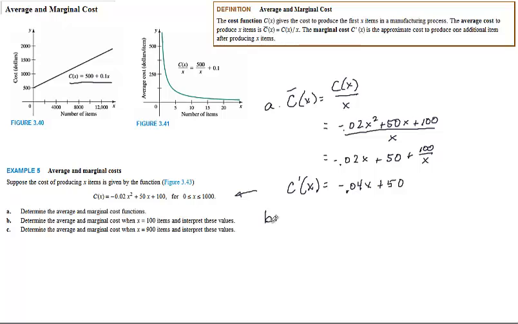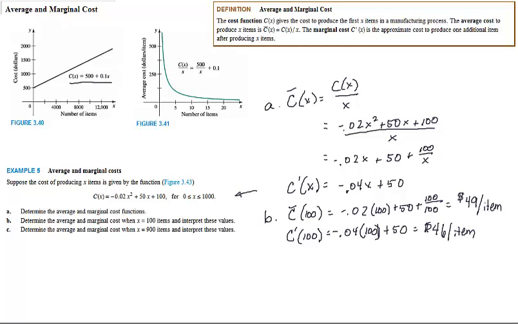The B part wants to know the average, okay, and tell what these values mean. Average cost at 100, just plug in 100 for x, and then crunch those numbers. So I'll write down what it is, and then we'll crunch. When you crunch these numbers, you'll find that the average cost of producing 100 items is $49 an item. The marginal cost is the cost of producing that 101st item. So that would only be $46, which lets me know that to produce one extra item after I've already produced that 100 items is going to be less than it was for each of those individual items ahead of time.